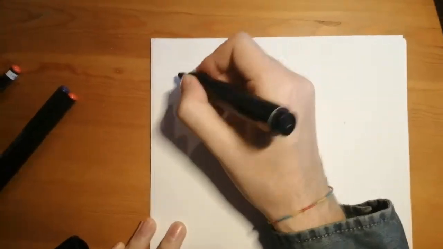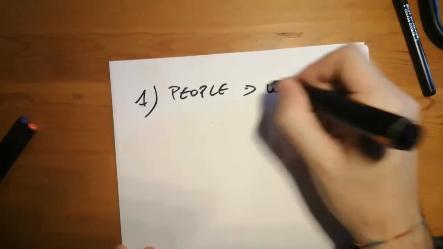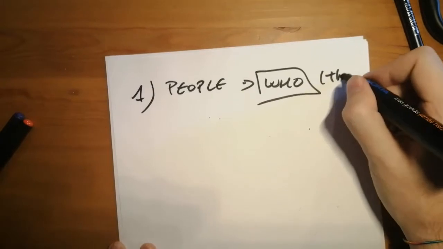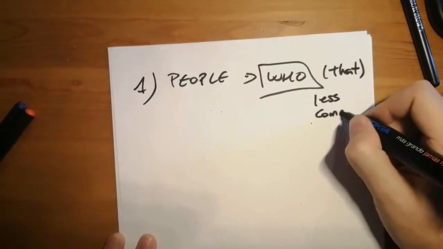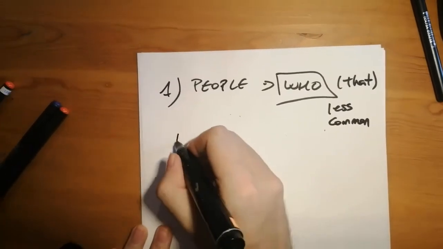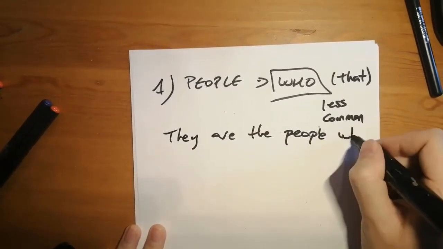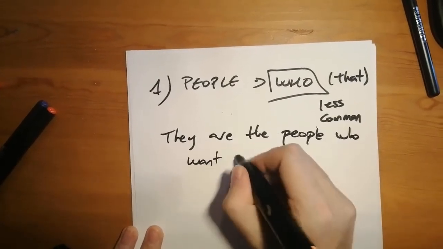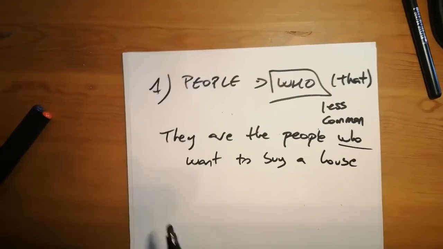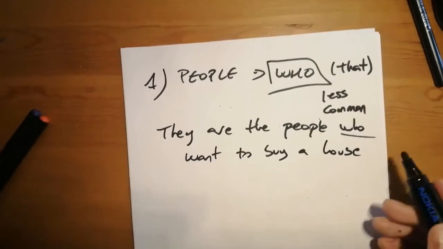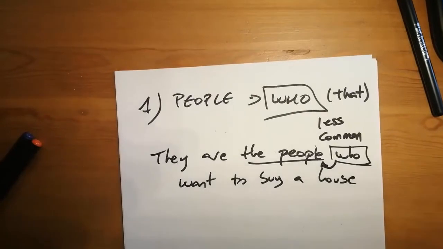First of all, if I am talking about people, I use who, okay? Or that, but it is less common, yes? So, for example, they are the people who want to buy a house. I can use that here, but anyway. Son las personas que quieren comprar la casa. ¿Quiénes quieren comprar la casa? We always use this relative pronoun according to the noun before, okay?